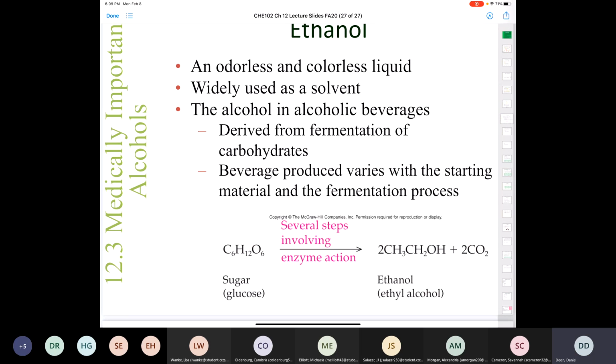And I'm not going to ask you anything about the fermentation process, really. But again, ethanol has many uses.